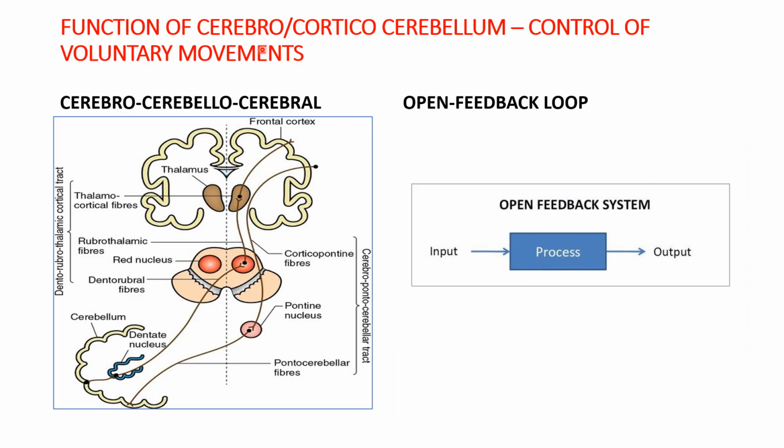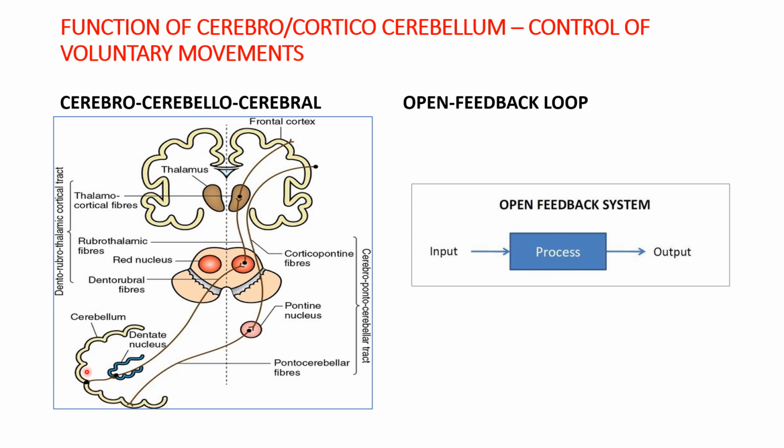Coming to the function of the cerebrocerebellum or corticocerebellum. It is to control the voluntary movements. It is via open feedback loop and closed feedback loop. So coming to open feedback loop, what is an open feedback system? It has an input. The input will be processed and output will be given. Here, the input is coming from cerebral cortex through corticopontine fibers to the pontine nuclei. Then this pontine nuclei will send its information to the cerebellum via pontocerebellar fibers.